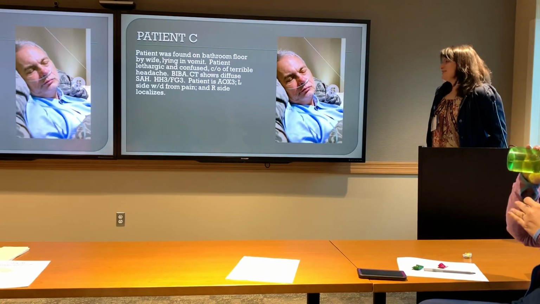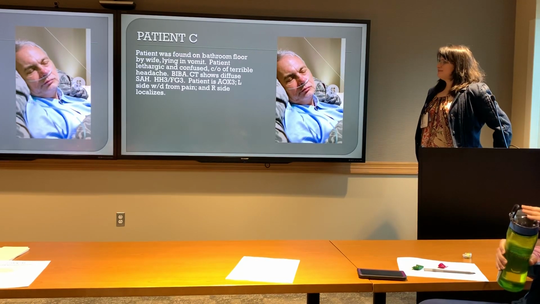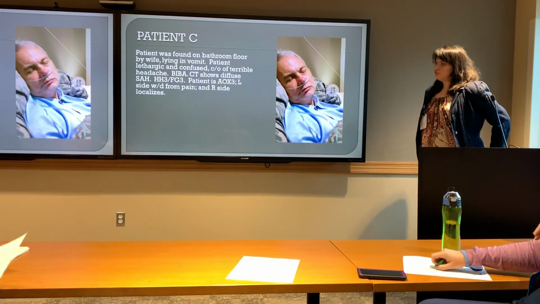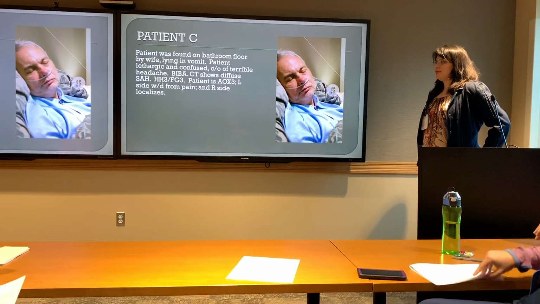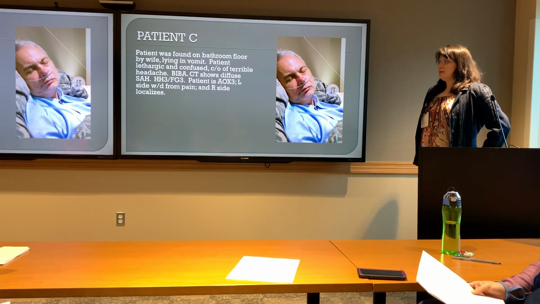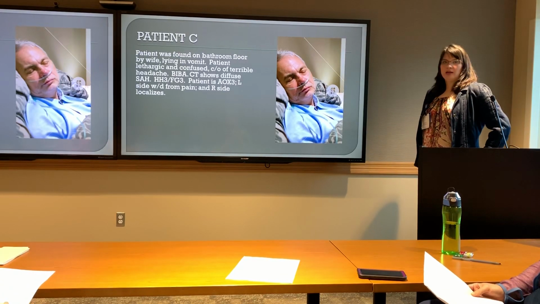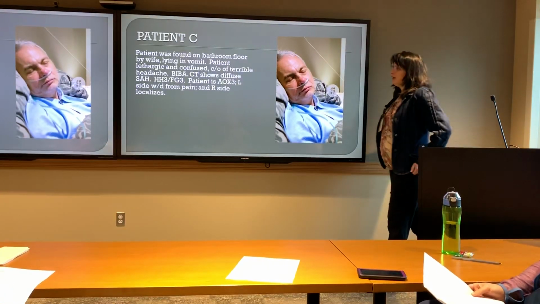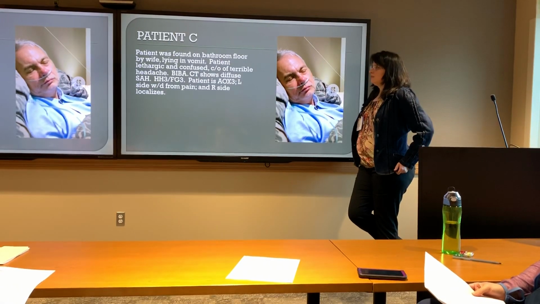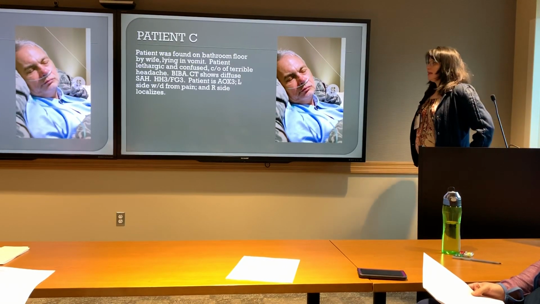So we have our great patient scenario. This one we're going to ask a lot of questions about. He's actually in your handout, so you can follow along through the slides. He was found on the bathroom floor by his wife, lying in vomit. He was lethargic and confused, with a terrible headache. They brought him in. The CT shows diffuse subarachnoid, Hunt-Hess grade 3, Fisher grade 3. He's kind of oriented, weak on the left side. On the right side, he's localizing, and kind of sort of following commands.